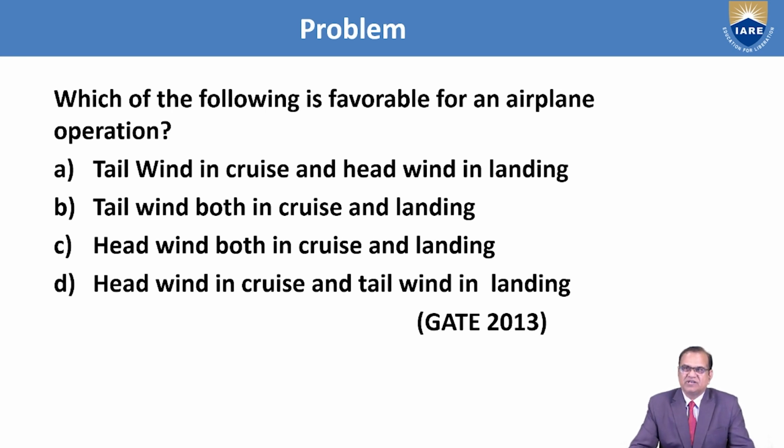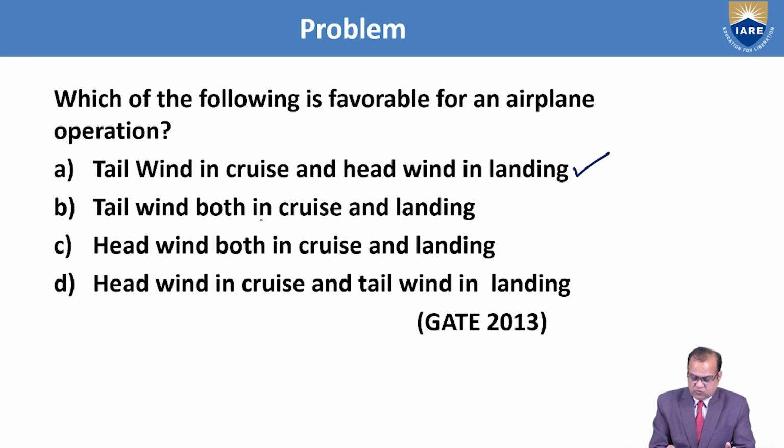So now we will see something here. Which of the following is favorable for an airplane operation? Tailwind in cruise and headwind in landing. Tailwind both in cruise and the landing. Headwind both in cruise and the landing. Headwind in cruise and tailwind in landing. So if you see here, the first case, if it is tailwind in the cruise, it is good, and headwind in the landing, so this answer is correct.